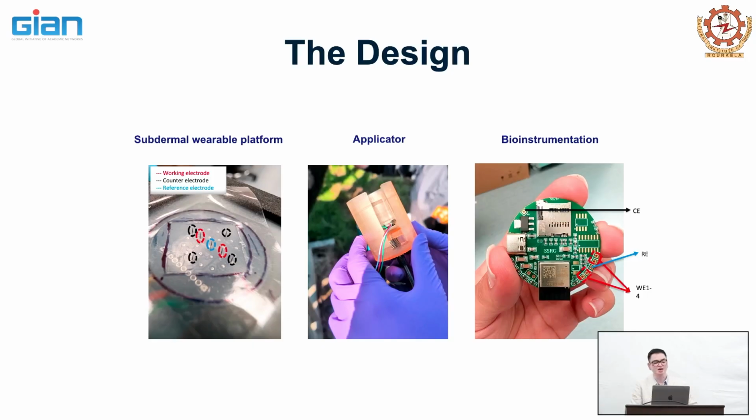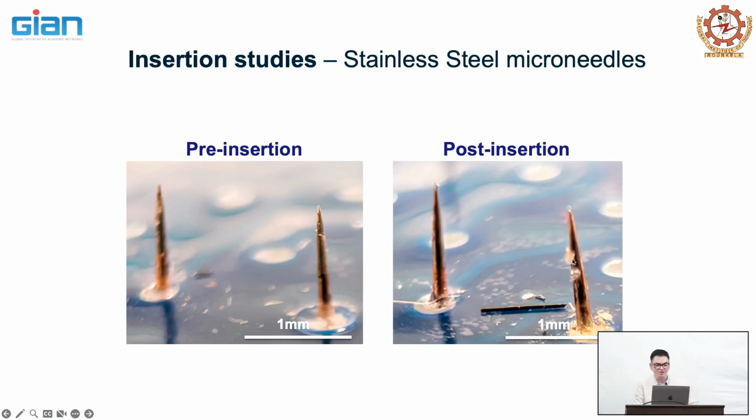And then I showed you the design that we used. I showed you how we used these acupuncture needles, which are much sturdier and commercially available. We used an applicator, and we used the PCB-based potentiostat here as well. And then coming to the insertion studies, these are some nice pictures to show you what happens to our needles pre and post insertion. As you can see, they're still mechanically robust. The tip still looks to be intact, no loss. Everything looks to be perfectly fine.